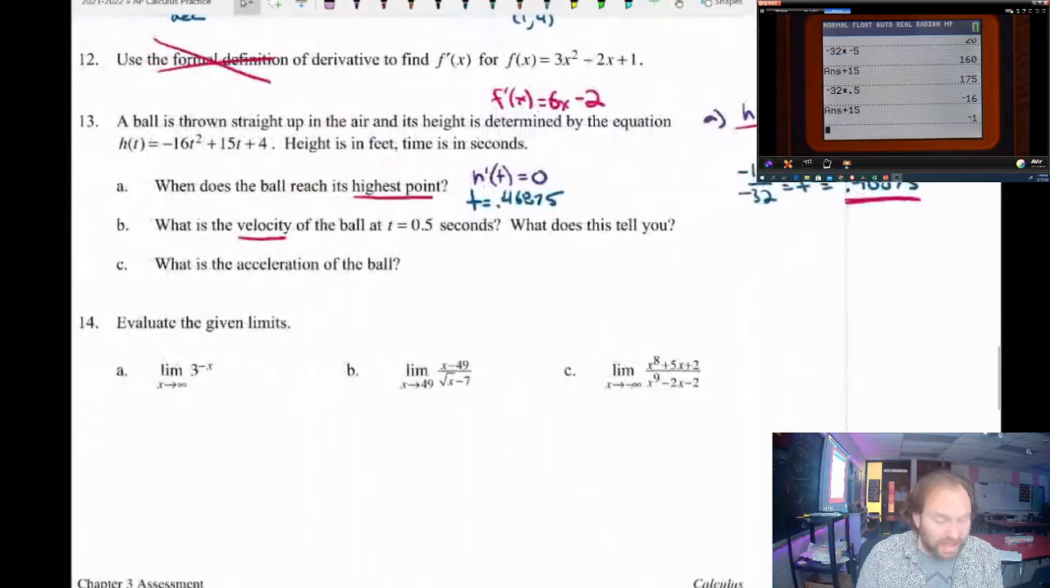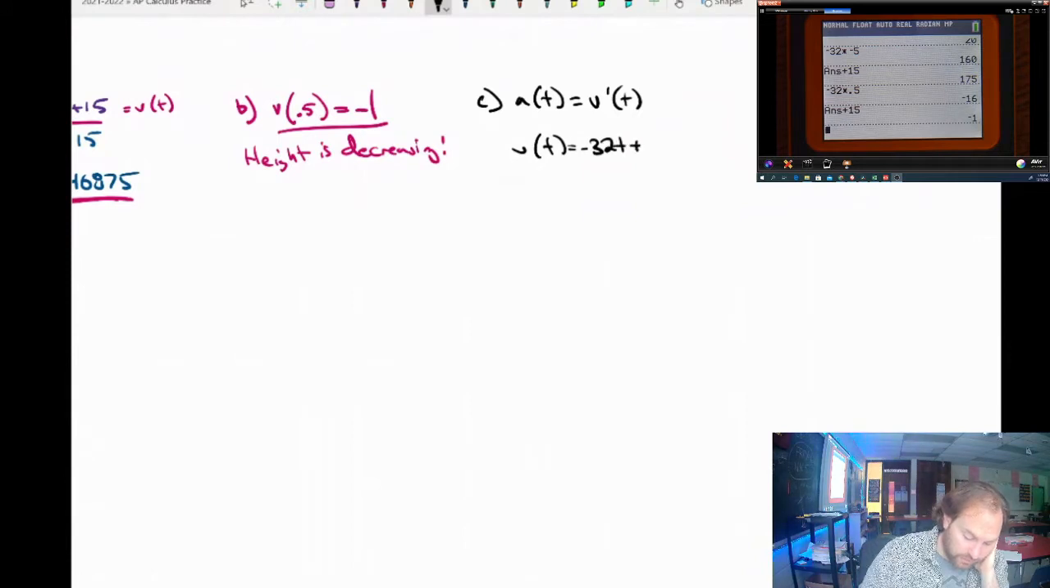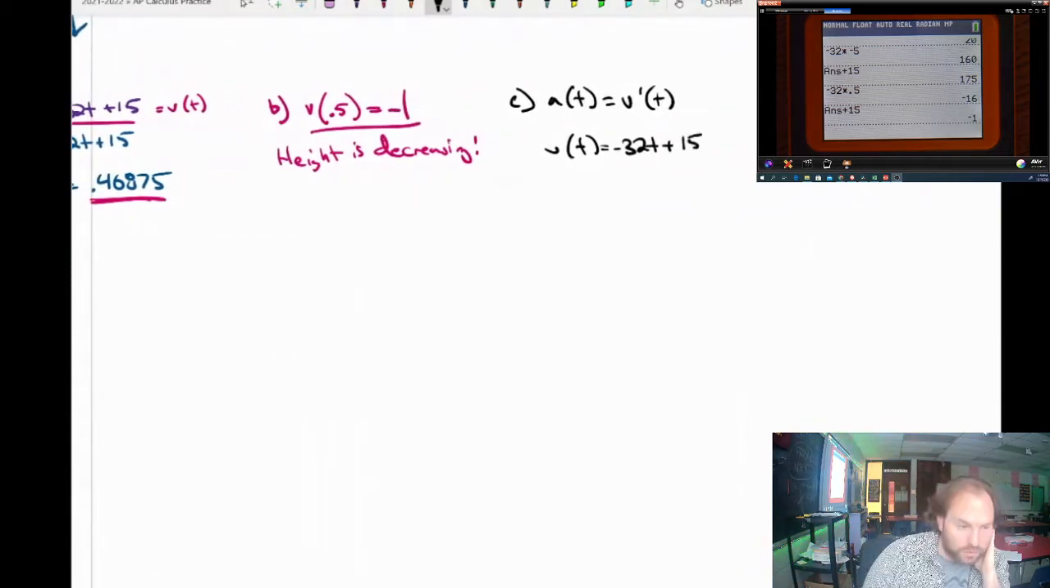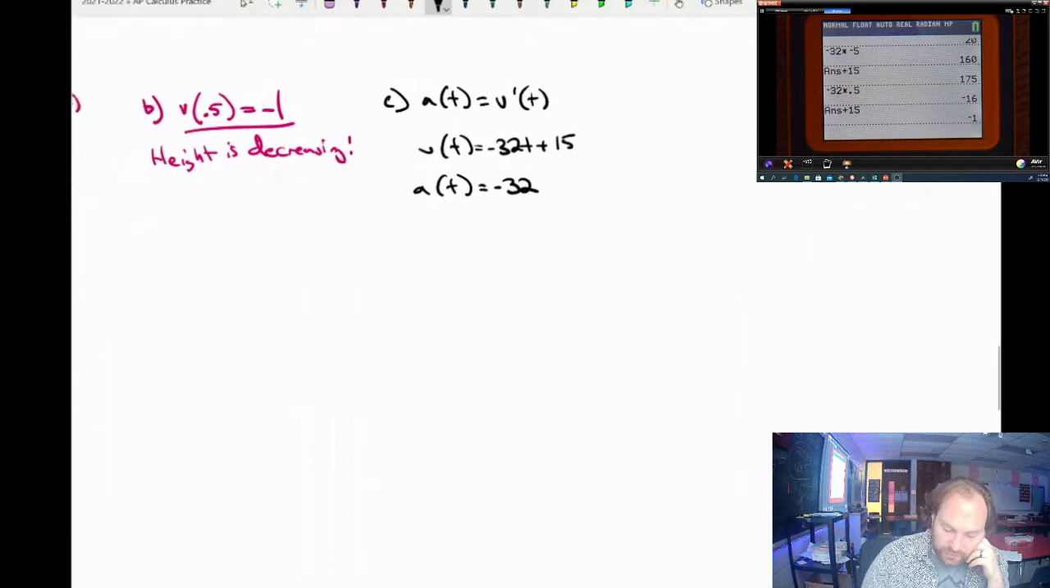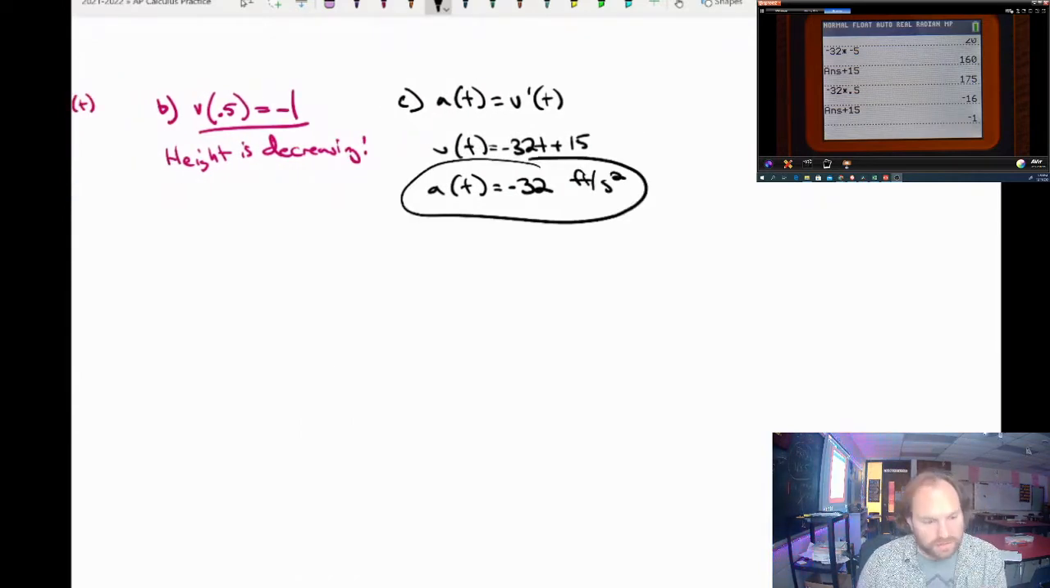Question C asks us, what's the acceleration of the ball? Well, all we got to do there is go one more level down. For question C, we're going to find A of t, which is equal to V prime of t. Since V of t is equal to negative 32t plus 15, if you go one more level down in derivatives, it just becomes a constant number, negative 32. Technically, it's negative 32 feet per second squared, which is the acceleration due to gravity on planet Earth. So it should match in this problem.